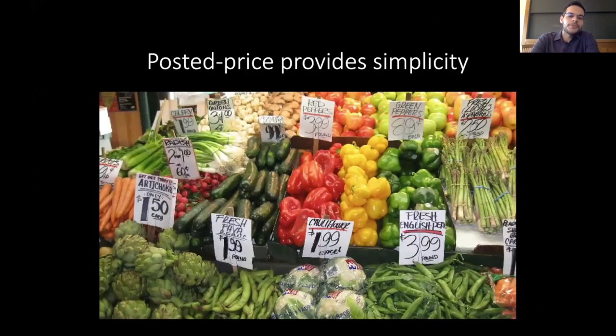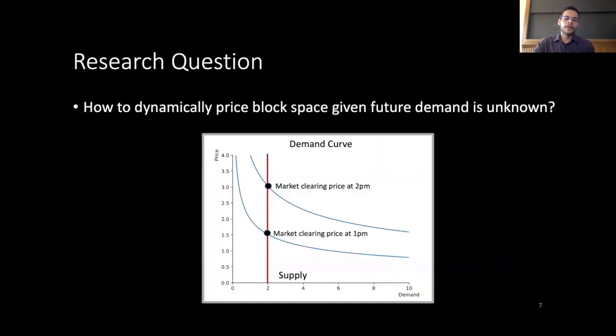In real life, we are more used to what we call a posted price mechanism, which would be something that you'd see in a supermarket or on Amazon, where the seller just puts a fixed price, and you simply choose if you are willing to pay that price or not. So that's a way more natural mechanism that we are used to in real life. So the research question that we ask here is how we can dynamically price block space, given that we really don't know what the demand for blockchain space is going to be in the future.